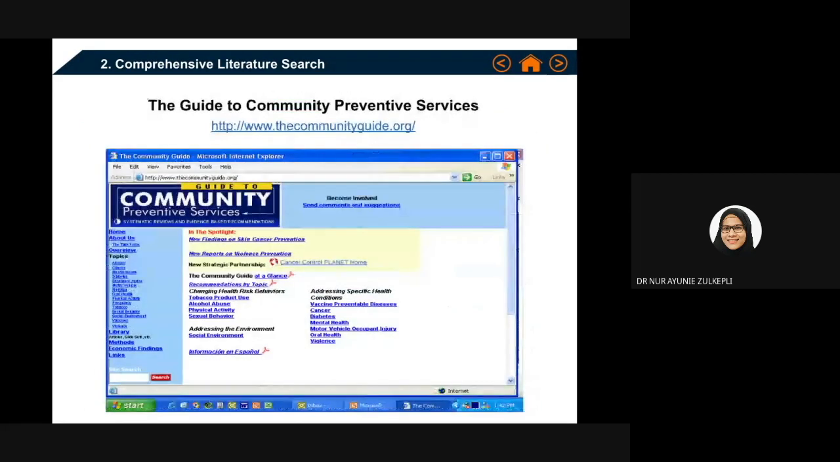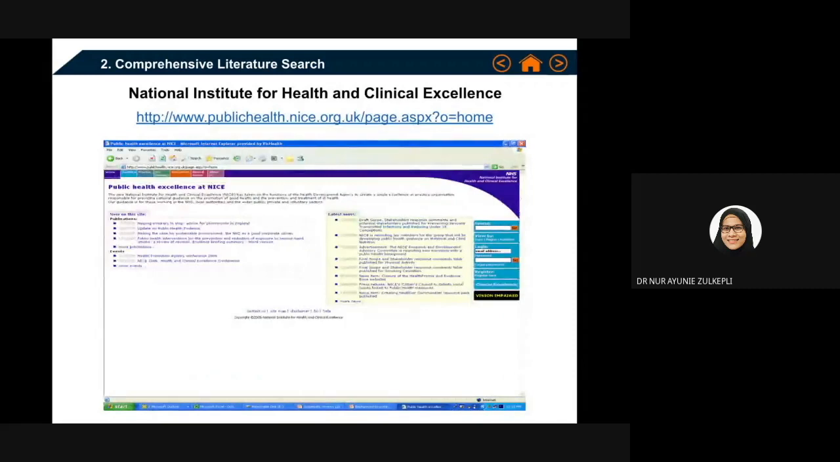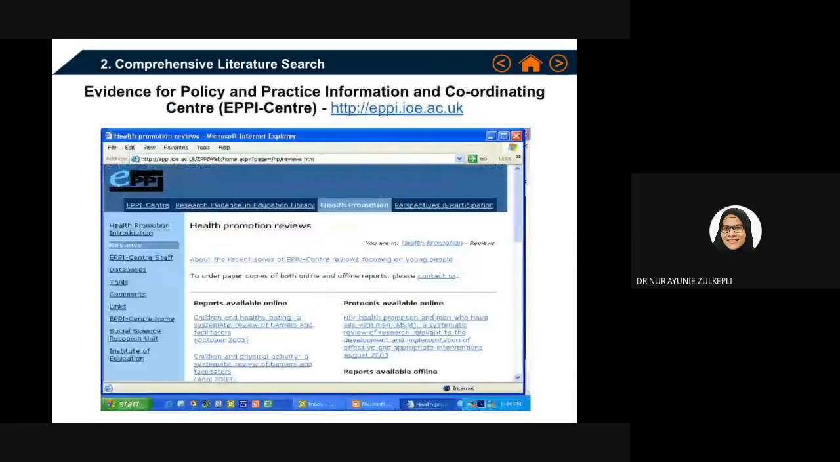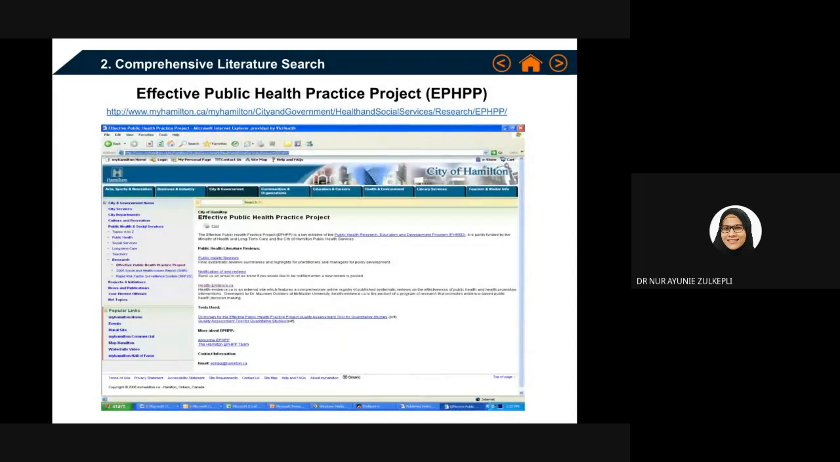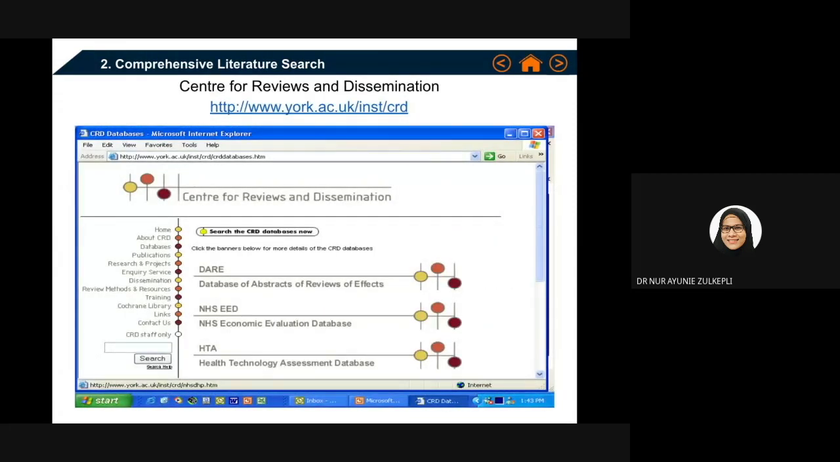And Health Evidence, this is just an example. Guide to Community Preventive Services, National Institute for Health and Clinical Excellence. So I put the website here, you can go and check, okay? It's an example, the Centre for Reviews and Dissemination. Sometimes it has a form here for you to download, some kind of summary. I will show you an example of the form later.